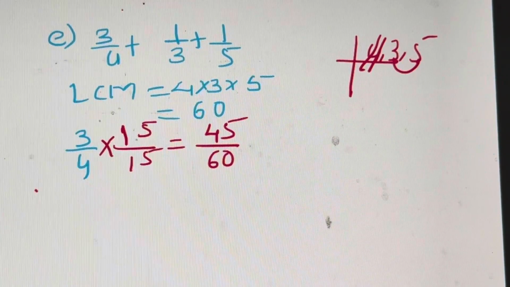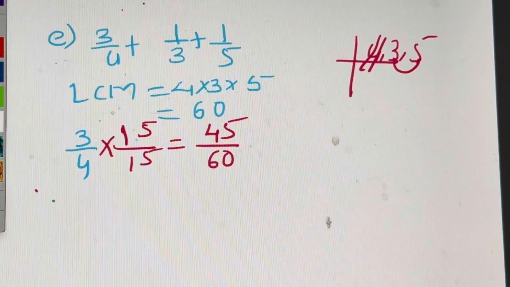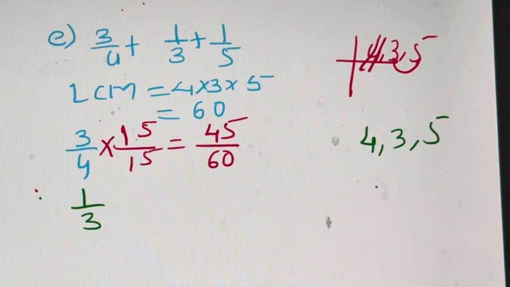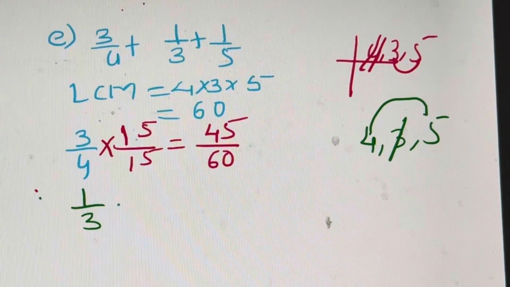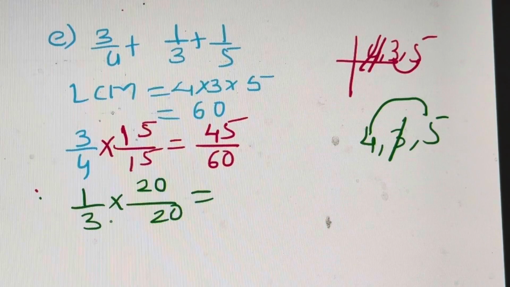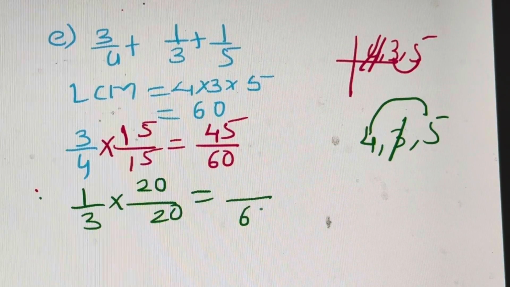Okay. Let us take the second fraction, that is 1 upon 3. Okay. So what I told you, 4, 3, 5, these are the three factors. These are the three denominators. Okay. So now 3 is the denominator, so cancel 3. Remaining are 4 5s are 20. So multiply this by 20. You will automatically get 20, this 60 LCM. Right? So 20 3s are 60.